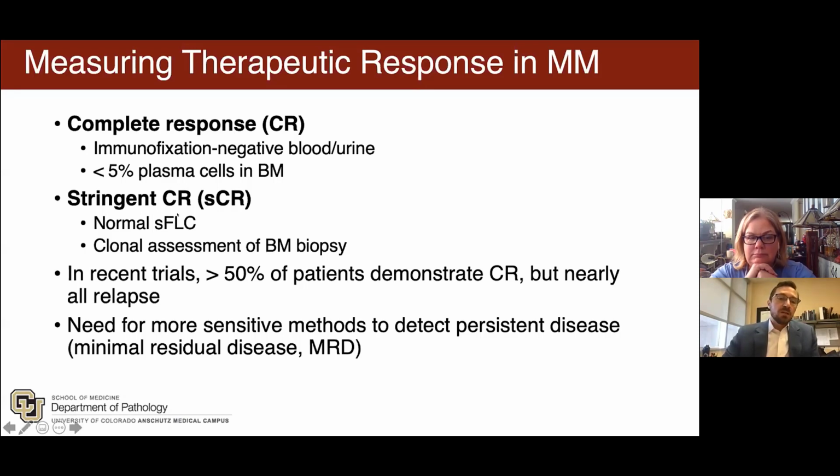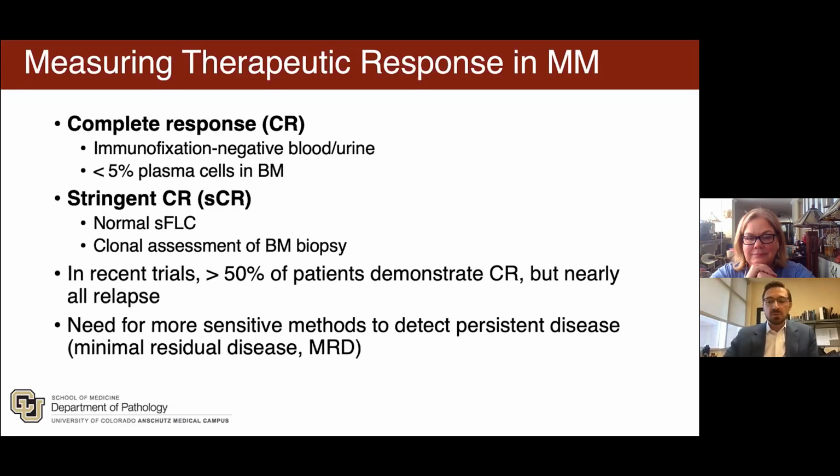So the International Myeloma Working Group further developed complete response to a stringent complete response by adding in some additional measures. One is that free light chain ratio that we just talked about. Another is doing additional workup on the bone marrow to show that they're clonal plasma cells or that they're polytypic or polyclonal plasma cells. However, even with these additional criteria, there's still a tremendous number of patients that achieve stringent complete response, but have relapse. More than 50% of patients in recent trials still fall into this category where it looks like they're completely responding, but then they're back relapsing at another time.